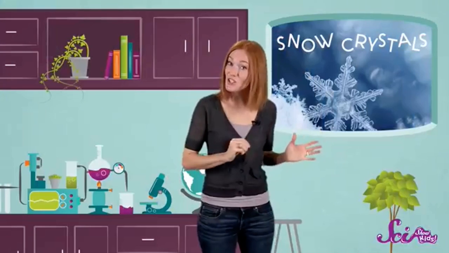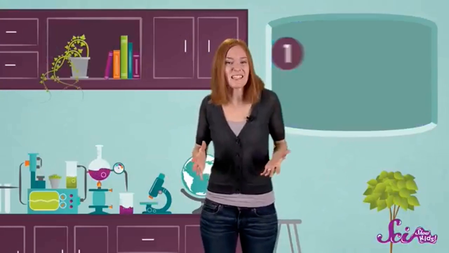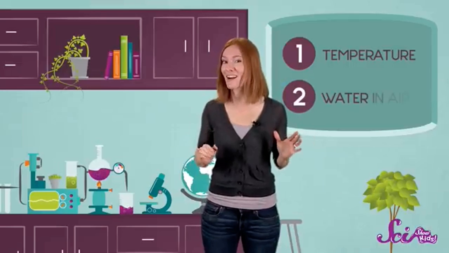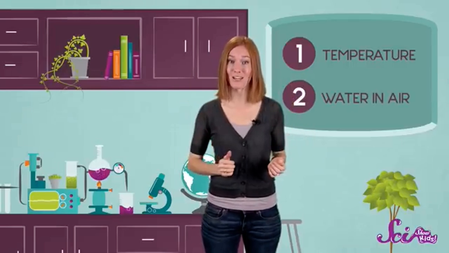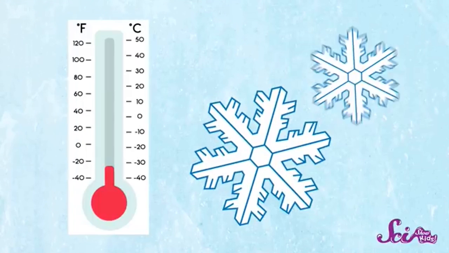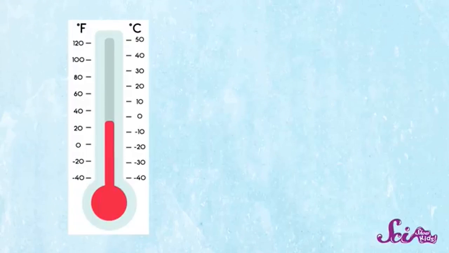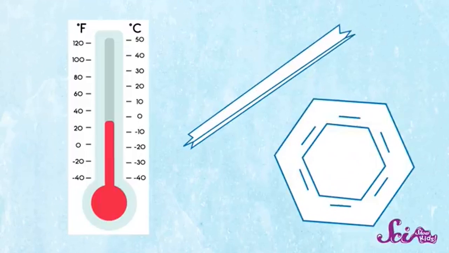The shape that each snow crystal takes depends on what the conditions were like as it formed in the cloud. Things like temperature and how much water is in the air can make a big difference if you're a snowflake. So, for example, colder temperatures often make flakes with more pointy and fancy arms, while snow crystals that are made in warmer temperatures and air with less water in it tend to be smaller and simpler.